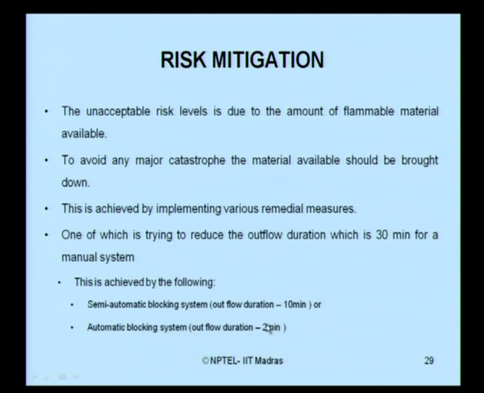What does it mean? In case of any rupture, if I am using a manual system to control that mechanism, the outflow duration will be about 30 minutes.